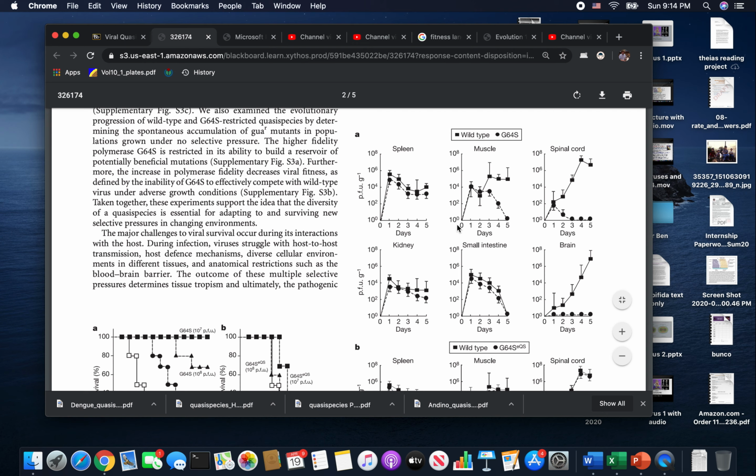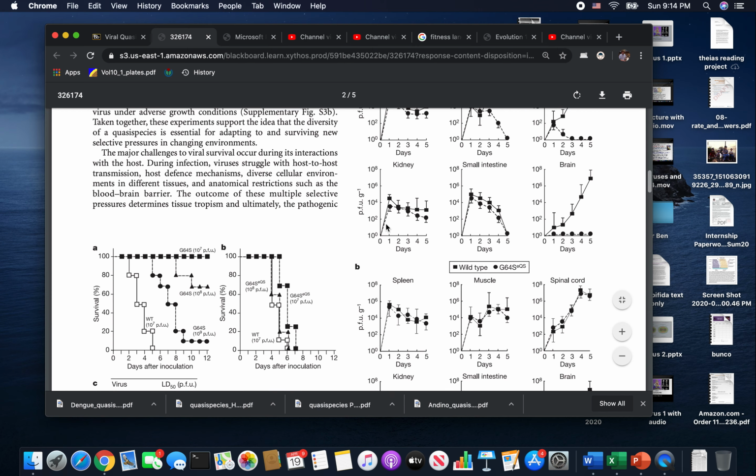What happens in the muscle? They both get into the muscle, but G64S gets wiped out. Apparently you have to change in some way or make a quasispecies to be able to persist in the muscle. In the spinal cord, you had both of them actually getting in a little bit, but G64S just dies out. It gets shut down, whereas wild type keeps on trucking.